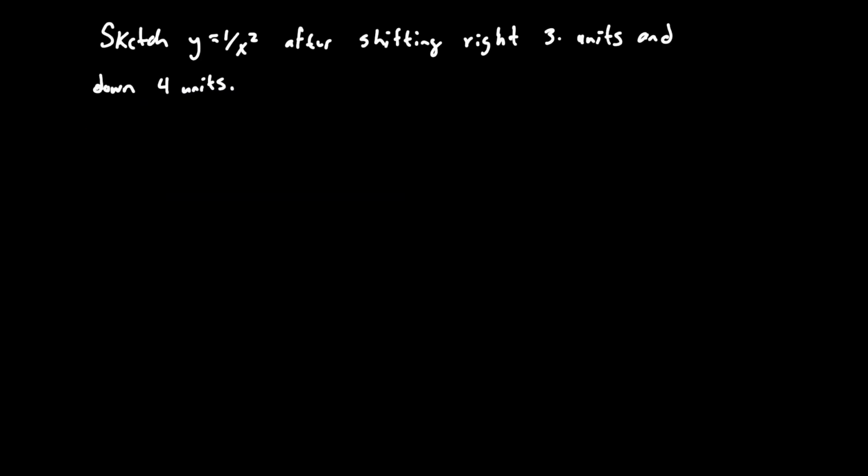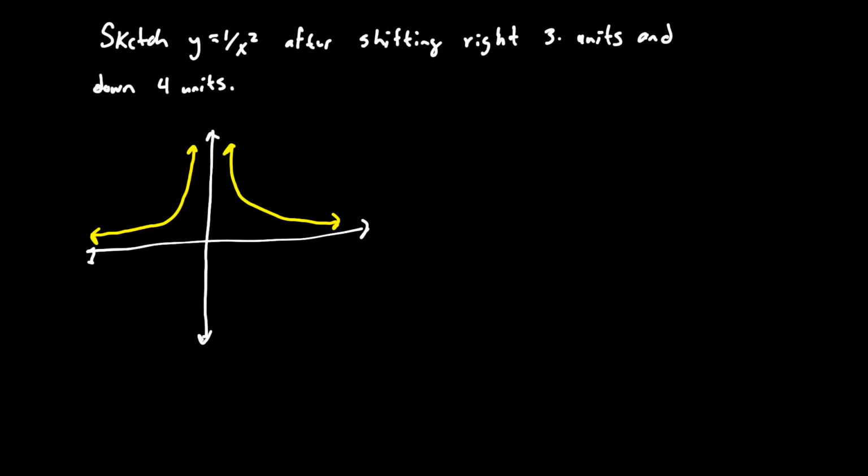Let's sketch y is equal to 1 divided by x squared after shifting it right 3 units and down 4 units, and see what happens to our horizontal and vertical asymptotes. The graph y is equal to 1 divided by x is given by the following. We can see that we have a vertical asymptote at x is equal to 0, and we also have a horizontal asymptote at y is equal to 0.